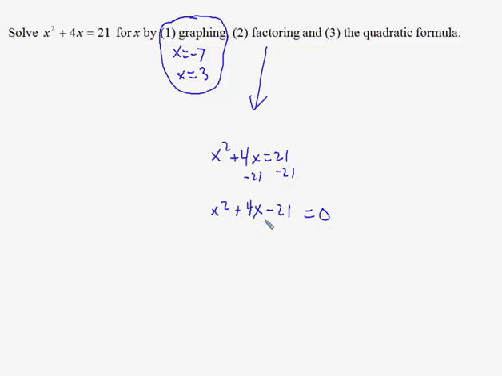The next step in factoring is, since this is a trinomial, in fact it's a very specific trinomial, it has a leading coefficient here of 1.